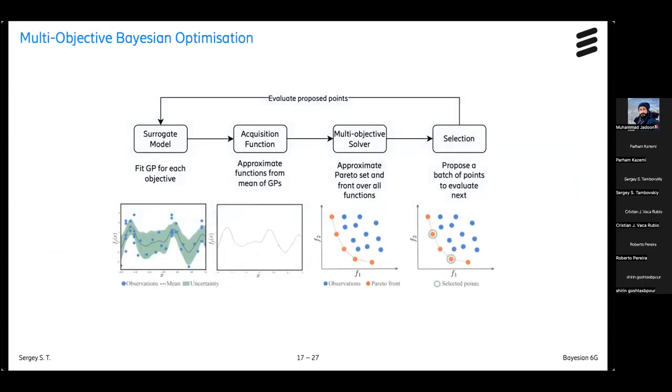Multi-objective Bayesian optimization, relatively recently by modern machine learning standards, has received an extension into a multi-objective setting, where within our Bayesian optimization loop, we introduce a multi-objective solver that approximates the whole Pareto front over all our objective functions. And when it comes to objective functions themselves, usually each objective function is modeled by an individual Gaussian process regression. And finally, instead of choosing simply the next sampling point, we choose the whole set of points to evaluate next as the new Pareto front.